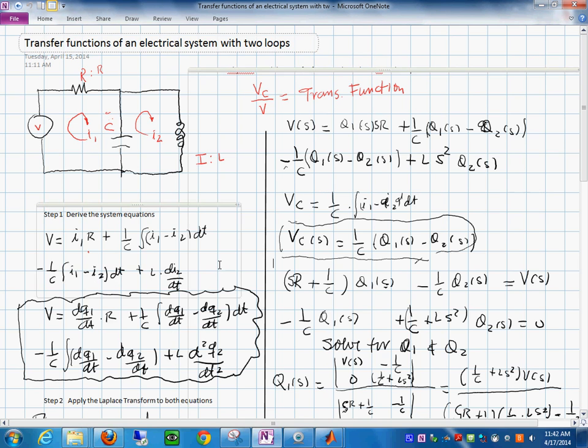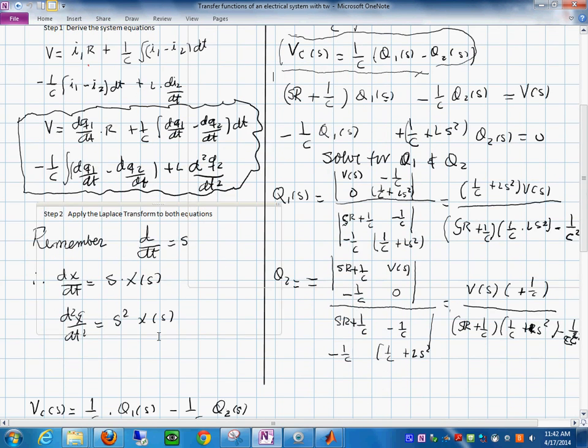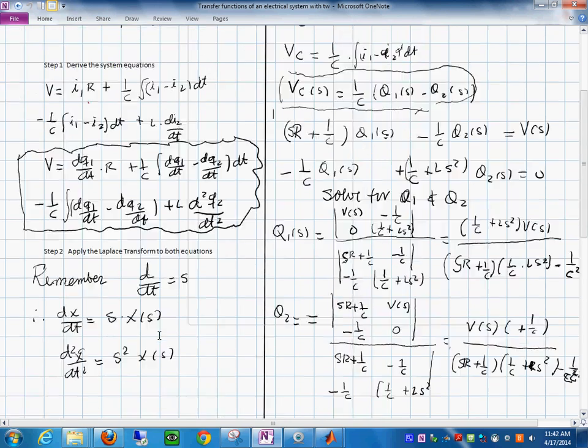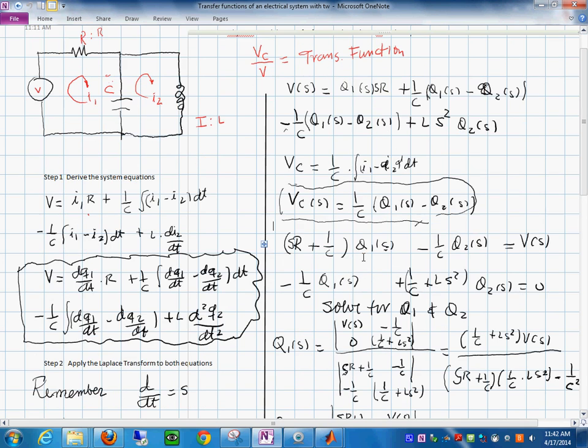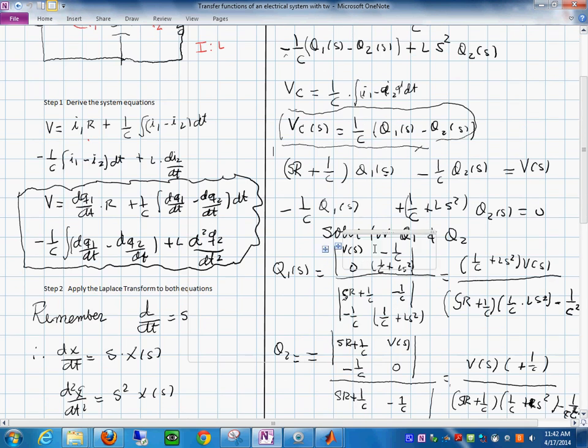At this point, we will also apply the Laplace transform to both of those equations, right here. And then Q1 and Q sub 2 become the unknowns. However, the output in here, the V sub C, the voltage in here, is a combination of Q1 and Q2 times 1 over C. So this is the manual approach that you have.